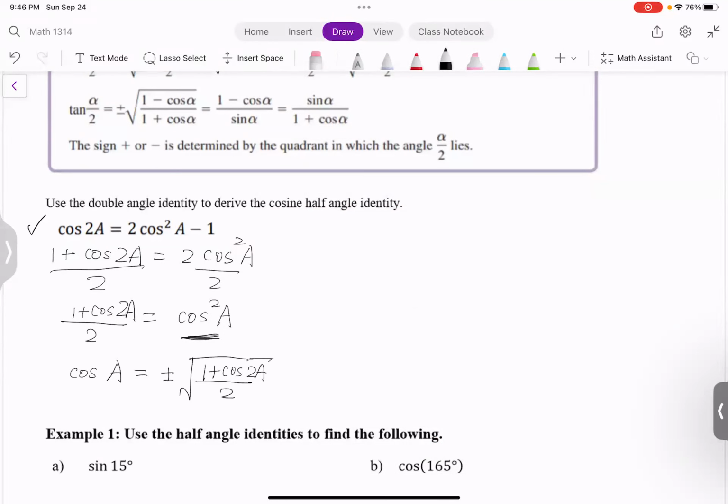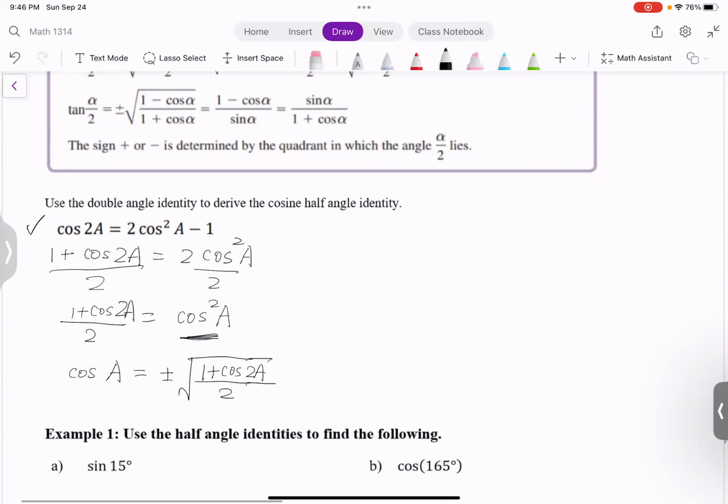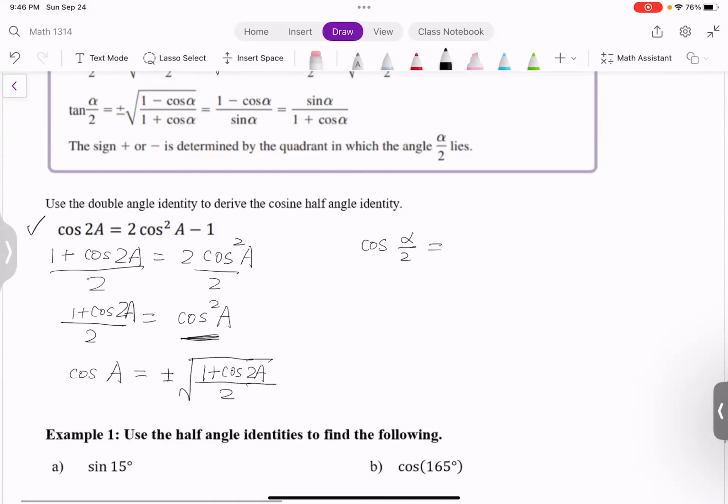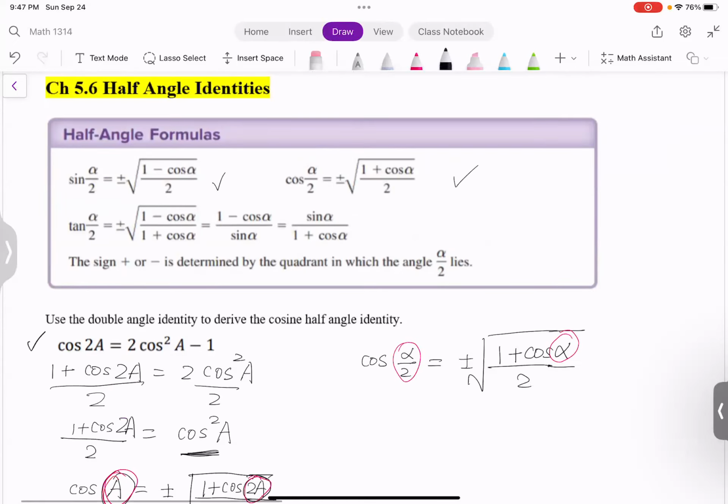So now if I have cosine alpha over 2, this is the half angle of alpha. This is A, this is 2A. Then cosine alpha over 2 equals positive or negative square root of (1 plus cosine alpha) over 2, because you see the relationship here: here is A, here is 2A. Now I have alpha over 2, and now we have alpha, all divided by 2. So this is the formula. We found the formula here.